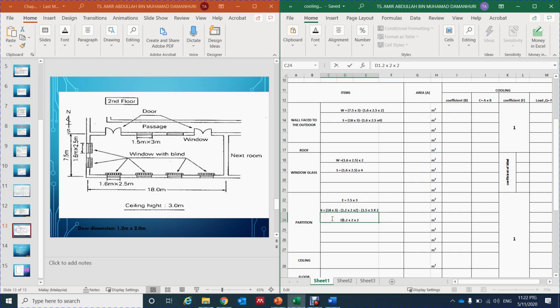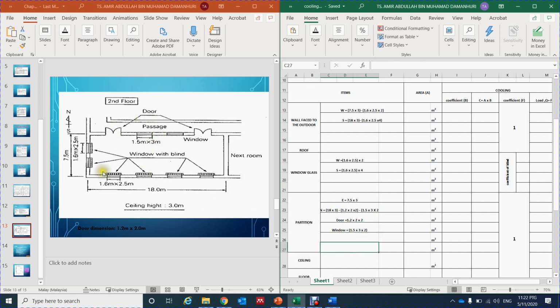So I just put door here, and then the window here is equal to 1.5 times 3 times 2 windows here.